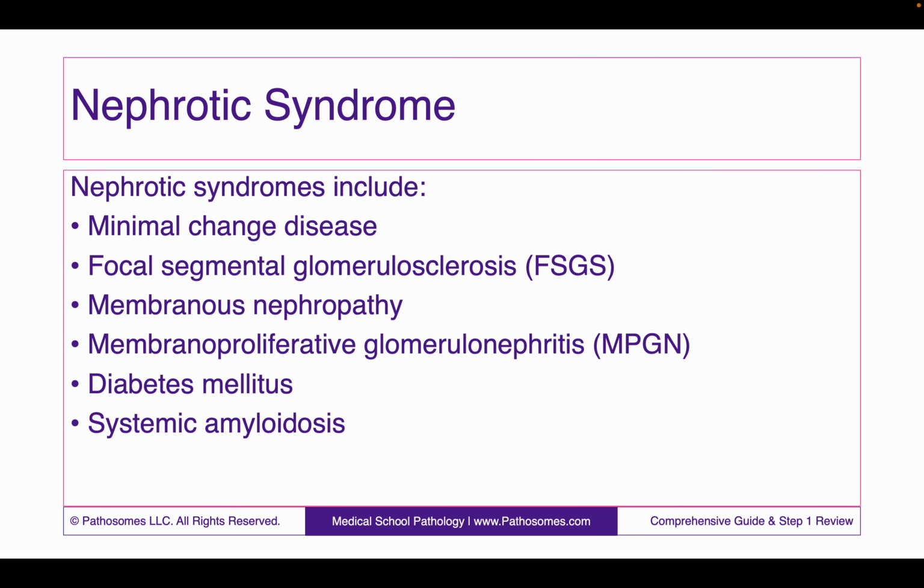Now, with nephrotic syndromes, there's a handful of diseases that you must be aware of. Those include minimal change disease, right, with its minimal changes, focal segmental glomerulosclerosis, FSGS, with its focal lesions, membranous nephropathy, membranoproliferative glomerulonephritis, diabetes mellitus, of course, with the Kimmelstiel-Wilson bodies, as well as systemic amyloidosis.